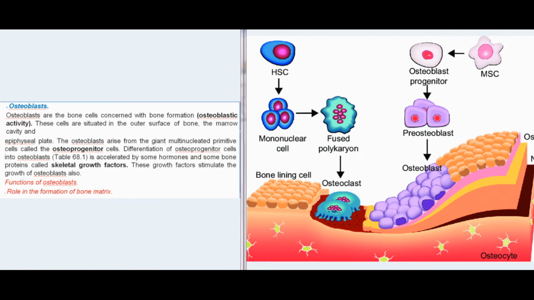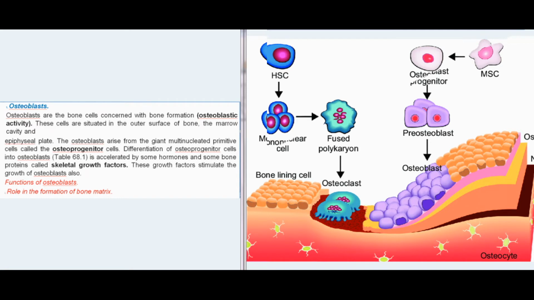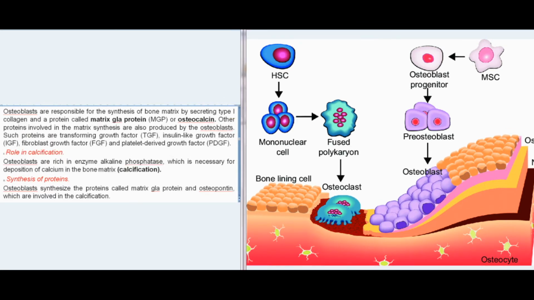Functions of osteoblasts. Role in the formation of bone matrix. Osteoblasts are responsible for the synthesis of bone matrix by secreting type I collagen and a protein called matrix GLA protein, MGP, or osteocalcin. Other proteins involved in the matrix synthesis are also produced by the osteoblasts. Such proteins are transforming growth factor, TGF, insulin-like growth factor, IGF, fibroblast growth factor, FGF, and platelet-derived growth factor, PDGF.